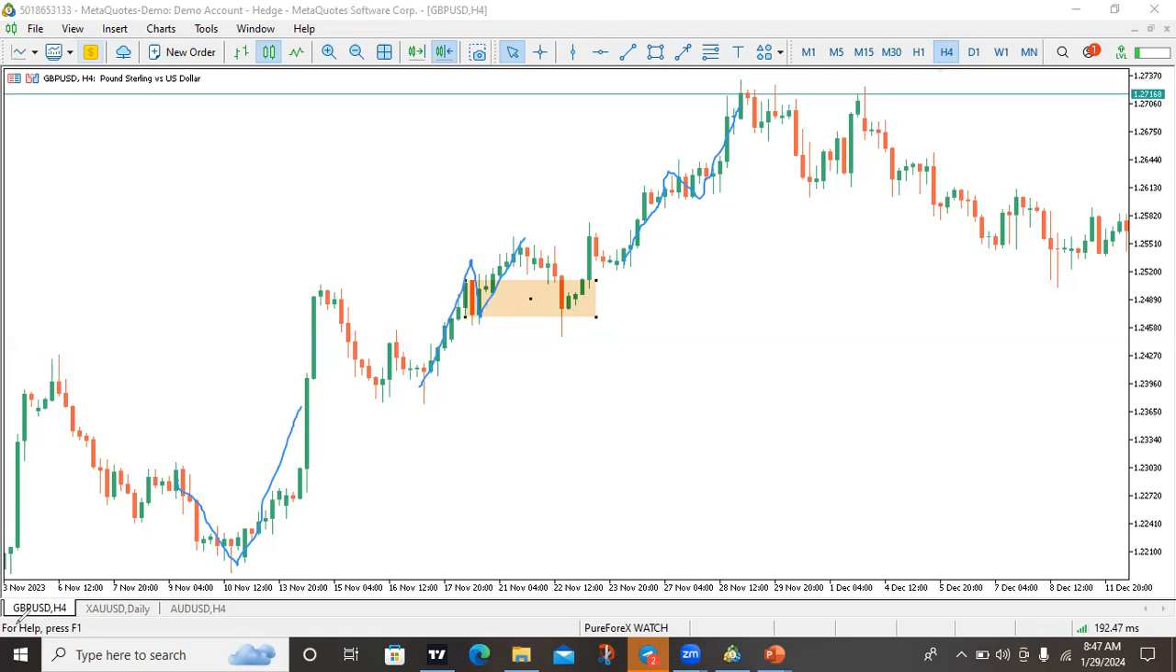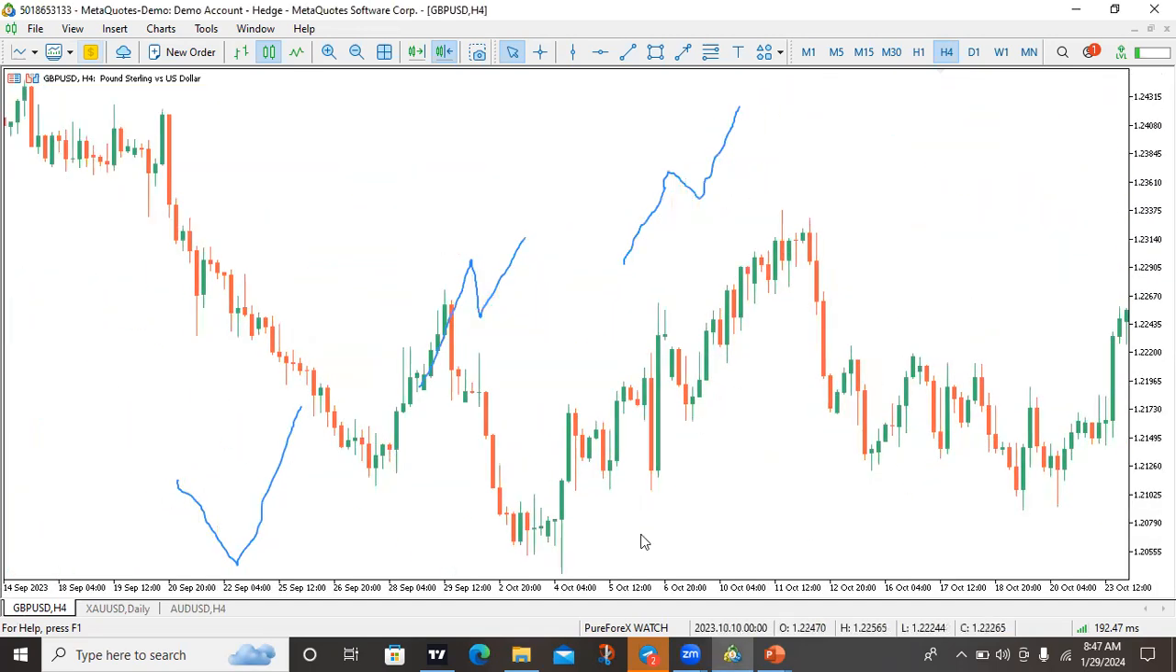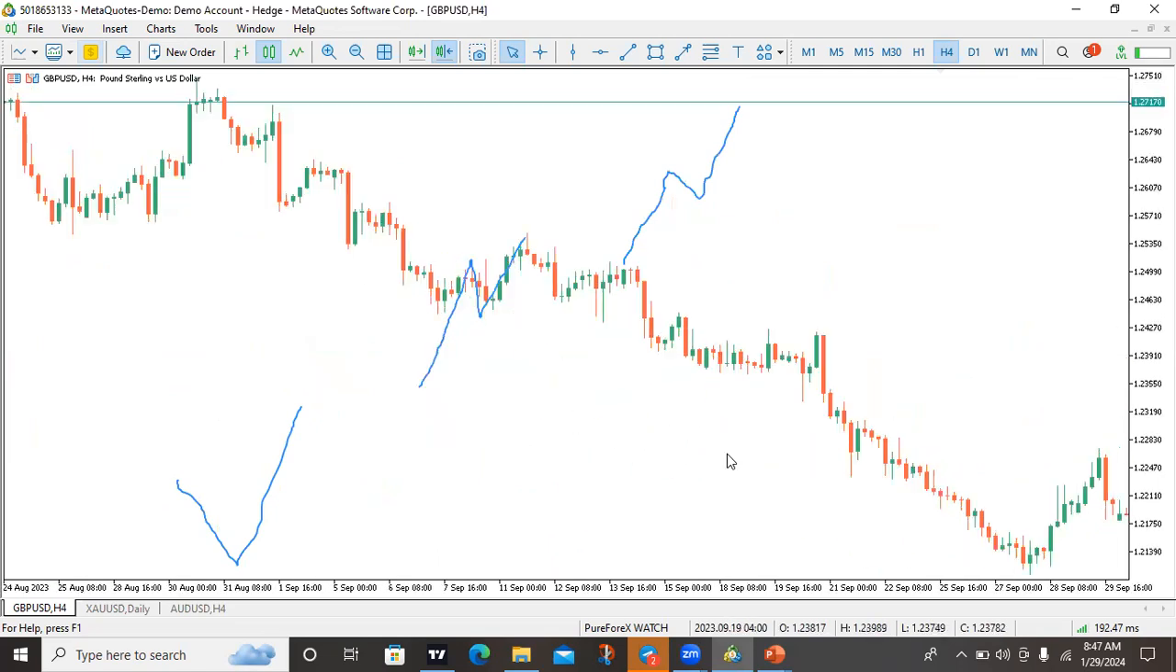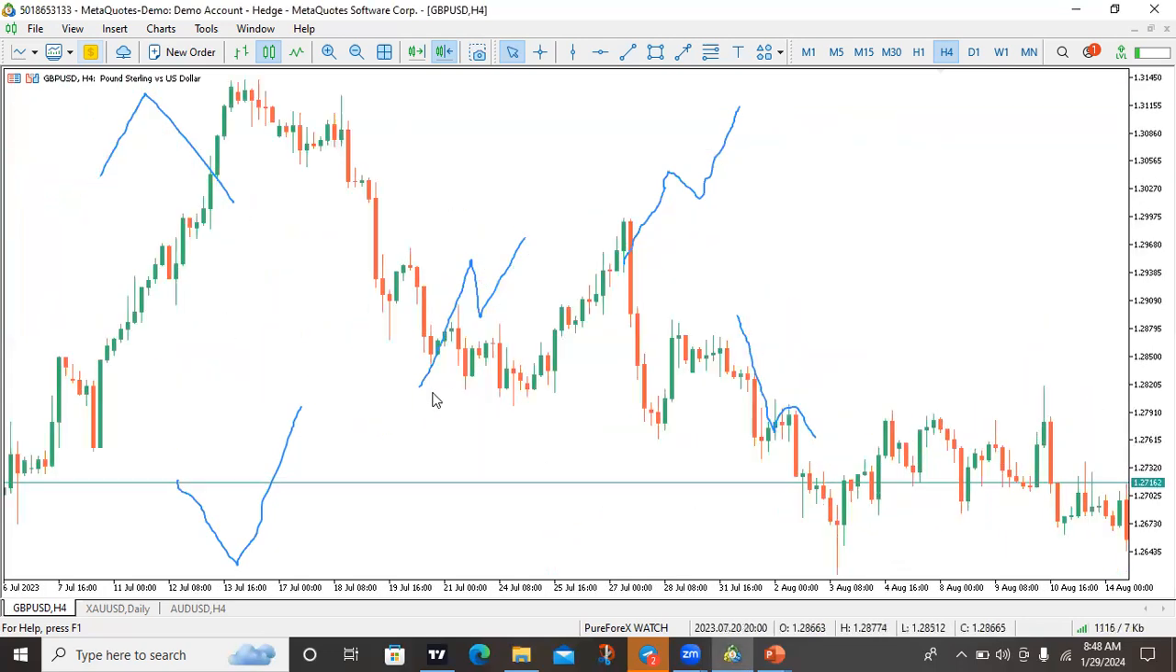So let's go to another chart. We go to a different chart. Supply and demand is everywhere. This one is drop base drop. It's everywhere. So we see rally base drop. Your assignment is as simple as this. Let me give you an example before I end this Zoom session.